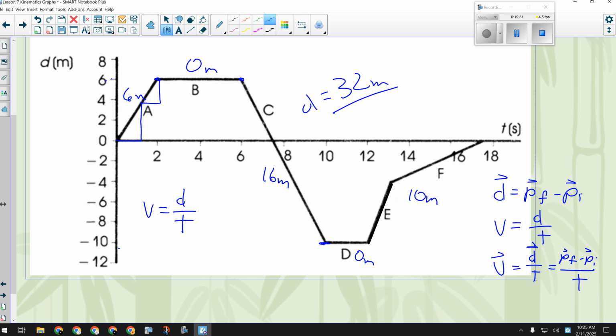Can I use that formula now? Right, I just figured out what distance was, 32 meters. I said the trip takes 18 seconds. Okay, that should give me my answer, agree? Okay, what does that come out to? 1.88. 1.88?